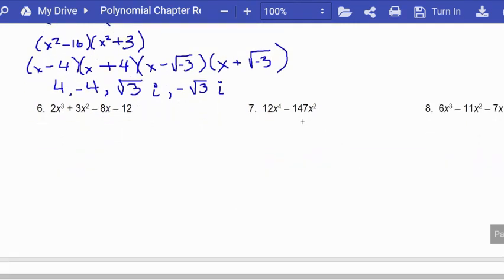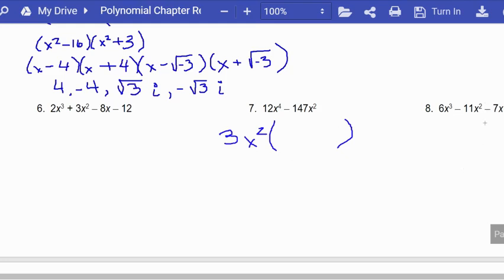Number 7, I would factor out at least an x squared. I would look at 147 and see if any factors of 12 could come out of that also. And in fact, 3 is a factor of 147. So I would factor out a 3x squared. And after you've got that factored out, the stuff that you're left with will be 2nd degree. You should be able to factor that.